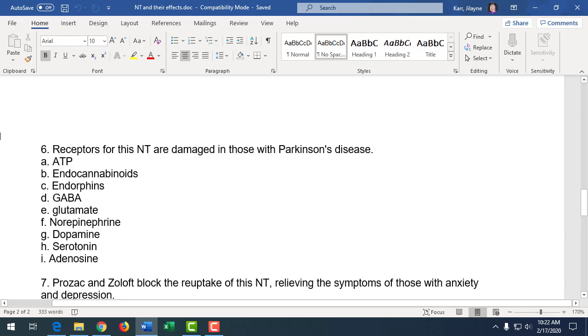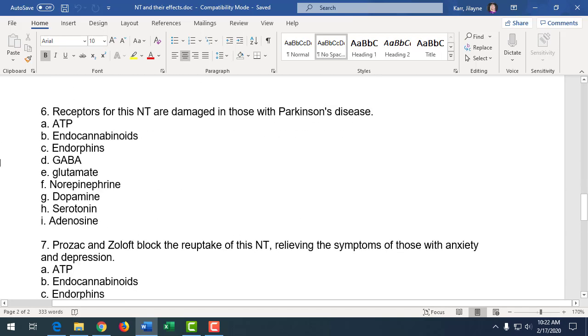Okay, number 6, receptors for this are damaged in those with Parkinson's disease. Do you know? Here's a hint. A medicine we give them is called levodopa. So what are we trying to mimic? Dopamine, yeah, dopamine. So the receptors for dopamine are damaged. So as a result, dopamine helps calm motor output coming from the brain. So people have extra movement if they have Parkinson's because those receptors for dopamine are damaged. They don't bind dopamine, so there's extra movement. And that's one of the classic symptoms. It starts with a tremor of the arms, and then it covers the whole body.